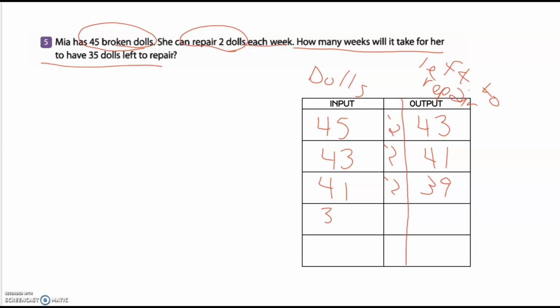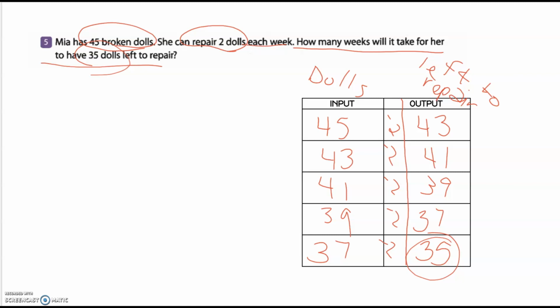She's going to start with 39. She's going to minus 2 that she fixes. She'll still have 37 left to repair. 37 minus the 2 she fixes, and she'll have 35 left to repair. We needed to get to 35 left to repair. So this doesn't tell me what the answer to my question is, because my question asked me, how many weeks is it going to take her?